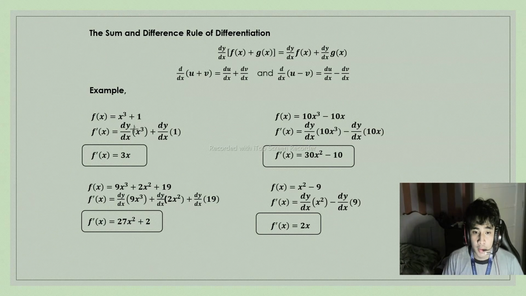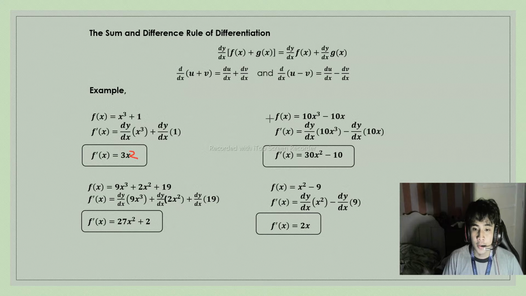So, we will find the derivative of every term which is set to our formula. So, that will be the derivative of x cubed and the derivative of 1. So, the derivative of x cubed using the constant multiple rule, that will be 3x squared plus 0. Hindi na natin siya i-write, and that will be our final answer, 3x squared.